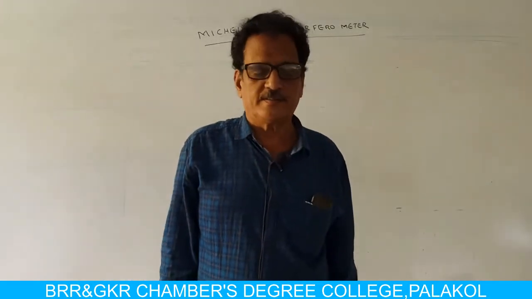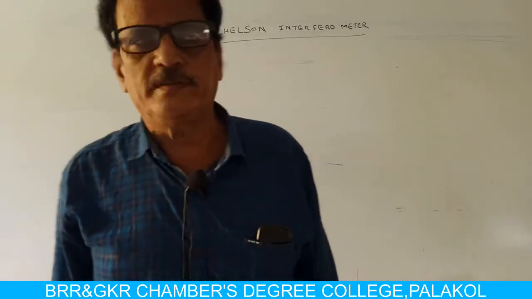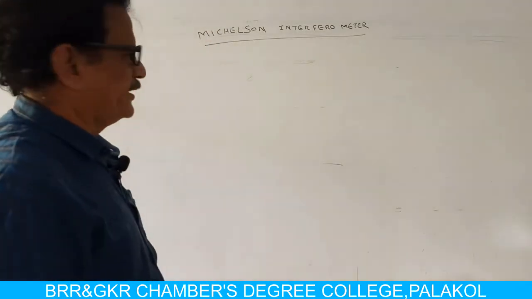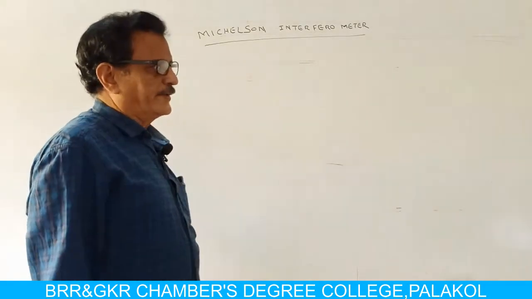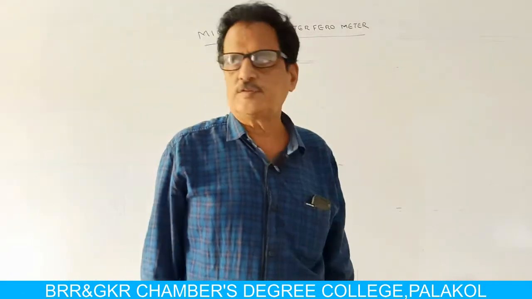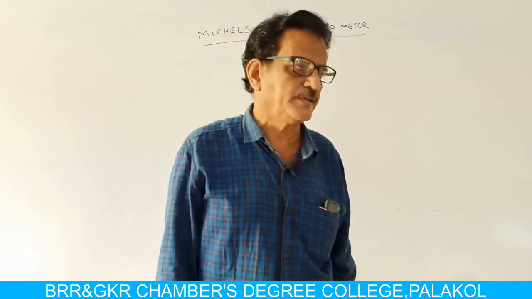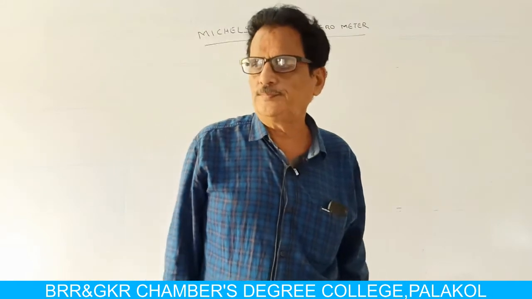In this class, let us discuss the Michelson interferometer. This is also a case of interference by division of amplitude. The interference fringes which are formed in this instrument are generated by division of amplitude, as we learned in our first BSc class.